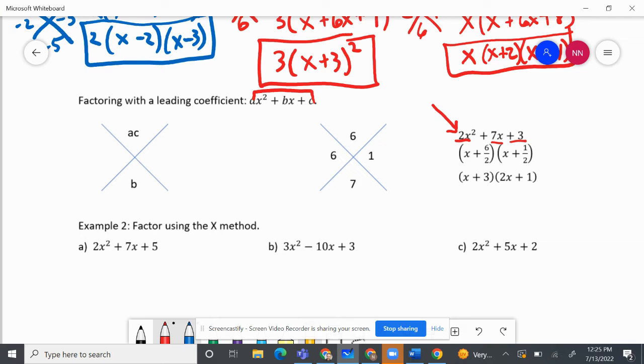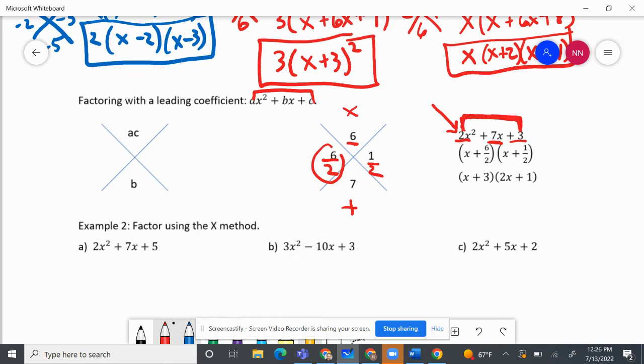So A times C. In this case, the 2 times 3 gives us the 6. We're keeping the linear term the same, which is the 7. And we're looking for two numbers that multiply together to give us 6, but add up to 7. And that would be 6 and 1. Now, because we combined them by multiplication, we're now going to separate them. And if we combine them by multiplication, how we separate them is division. So we're now going to divide them by 2.